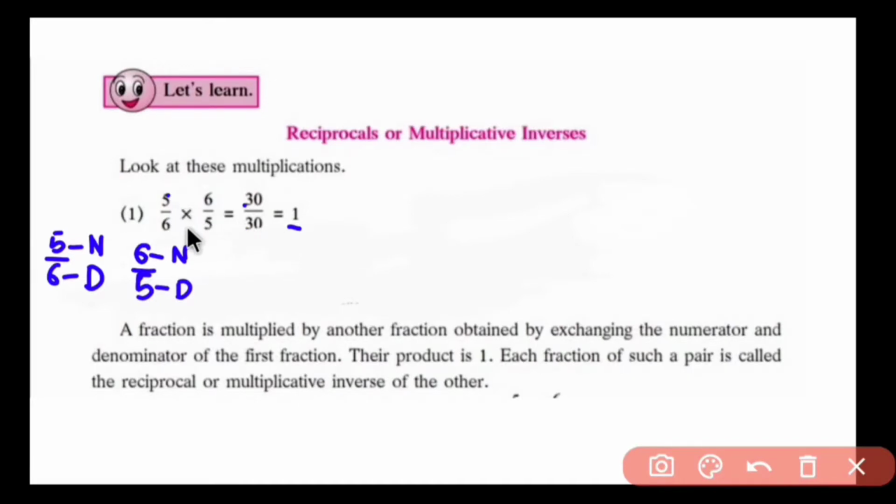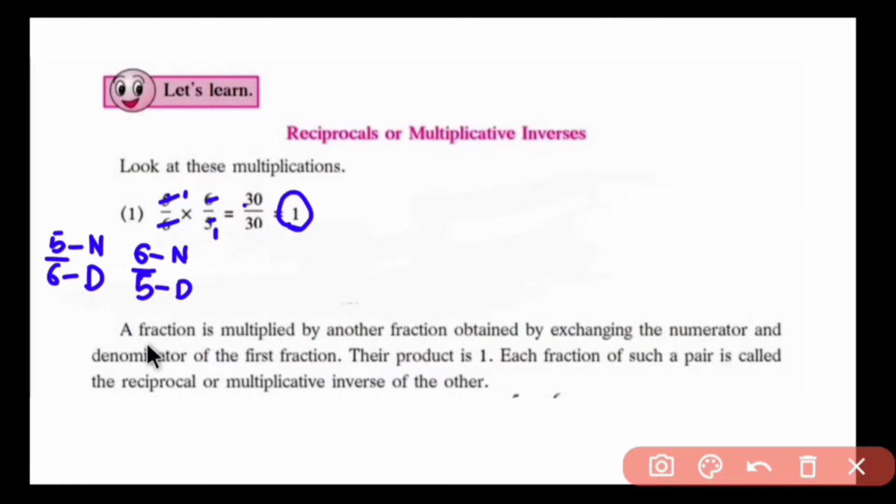So 5 upon 6 and 6 upon 5 are reciprocals of each other, and instead of multiplying you can cancel the numbers directly. 6 cancel with 6, that means 6 divided by 6, 6 ones are 6, 6 ones are 6. 5 cancel with 5, 5 ones are 5, 5 ones are 5. So all the numbers are cancelled and answer is 1. So when there is the multiplication between reciprocals, answer is 1. Instead of doing multiplication directly, you can cancel the numbers and write the answer 1.